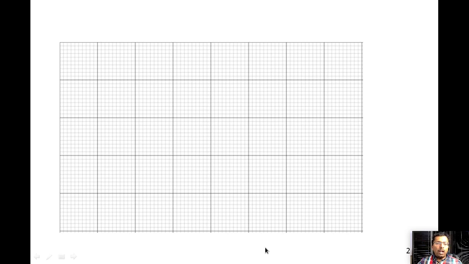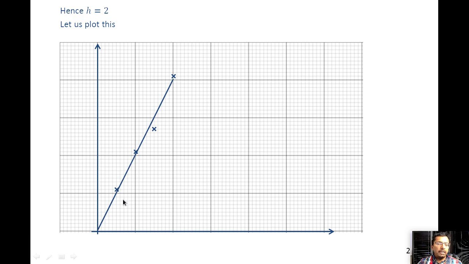If we try to plot this on the chart that we have here, we got h was 2. So we plot that, and this is what we get. This is the first value, second value, third value, fourth value. And then I plot my line y equal to 2 times x. I get a line like this. The line goes very close to these points, but you notice that there's a much larger error with respect to the third point.